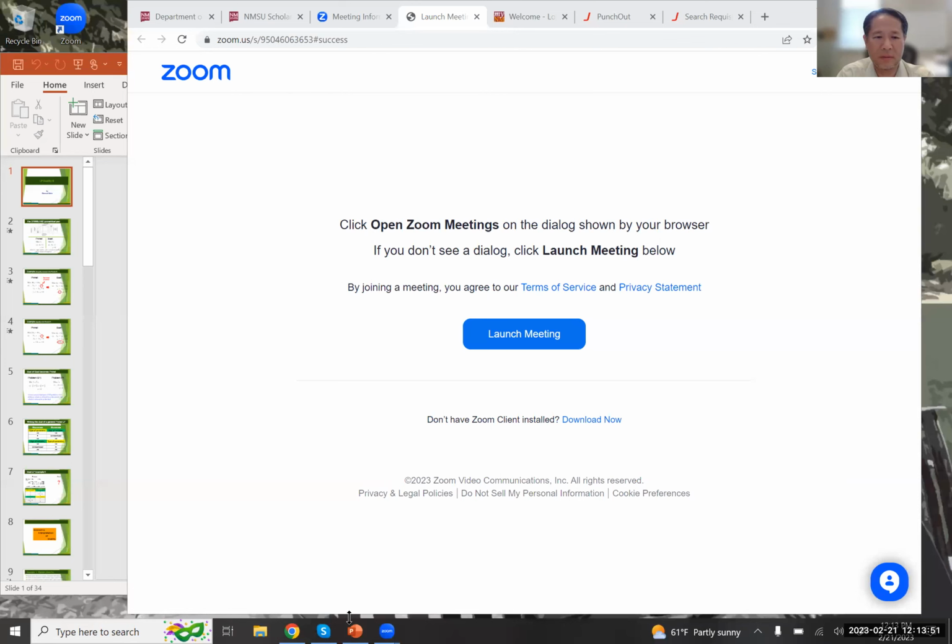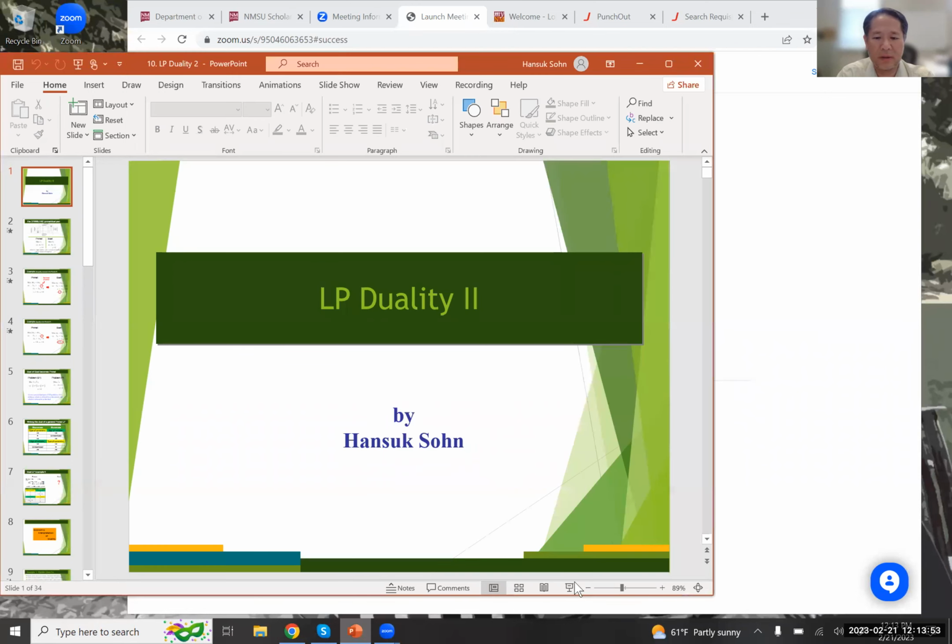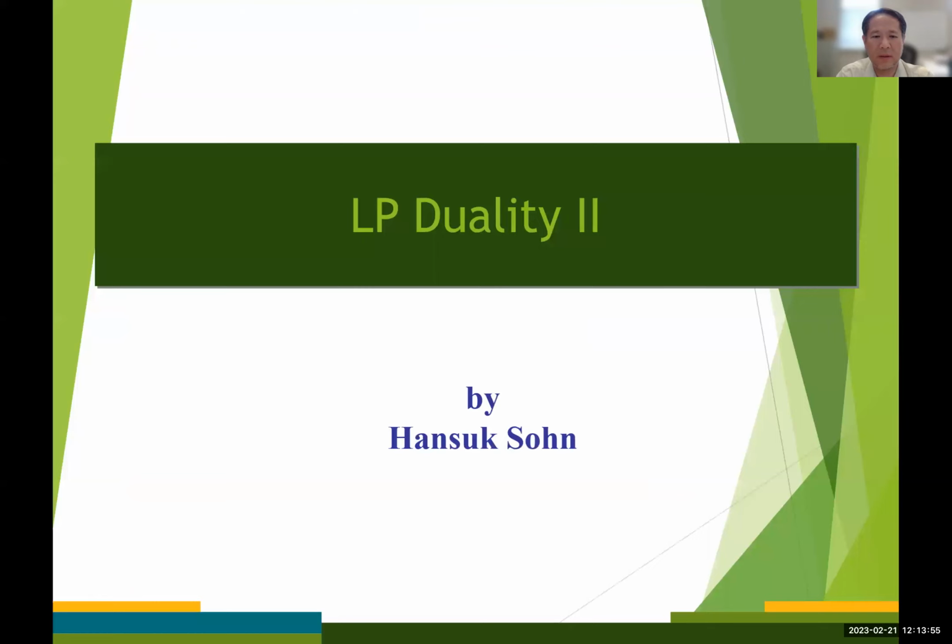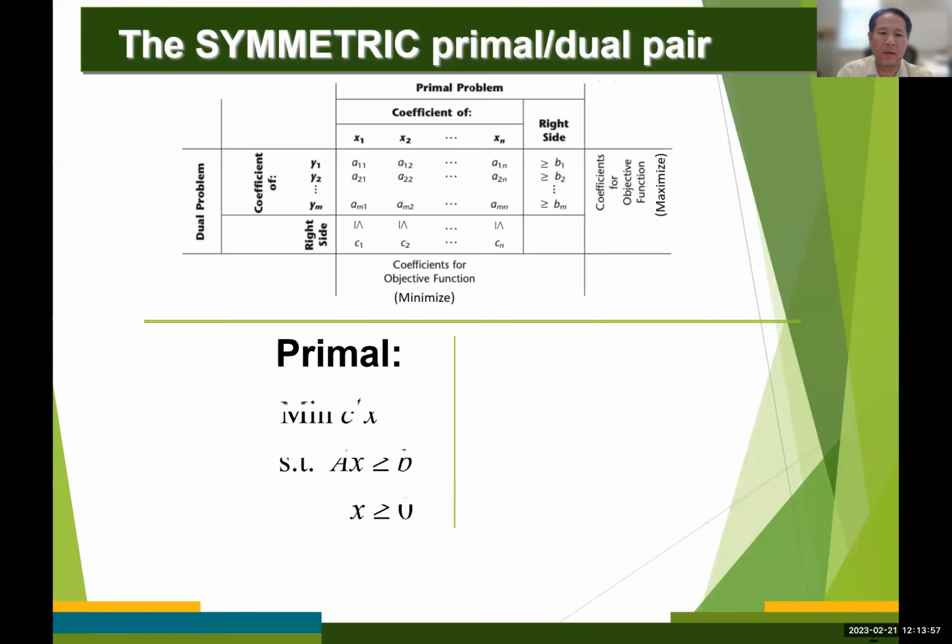And last time, we also talked about the primal and dual relationships in LP using a symmetric primal dual pair, right? Okay, so let me share my screen. Okay, so this is it.